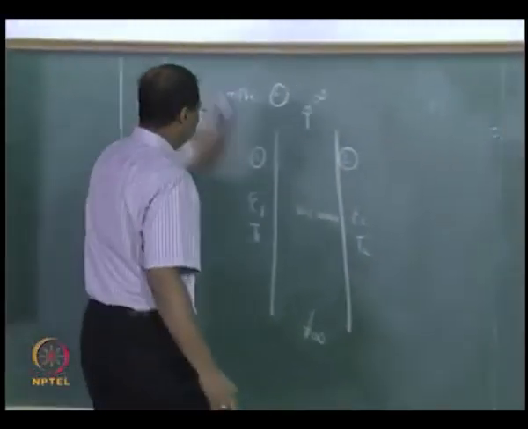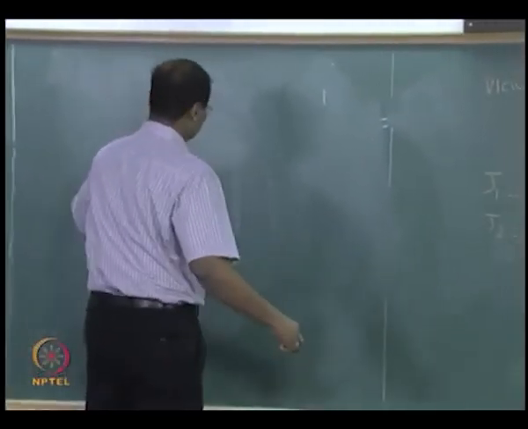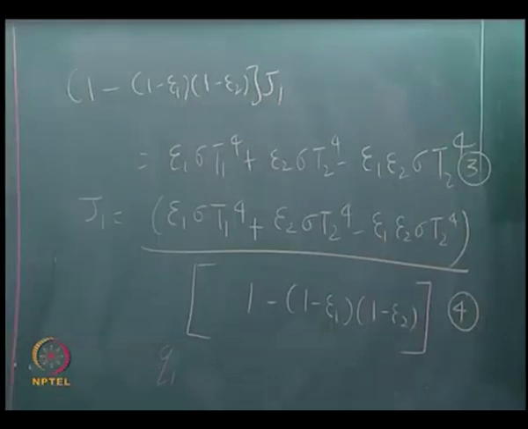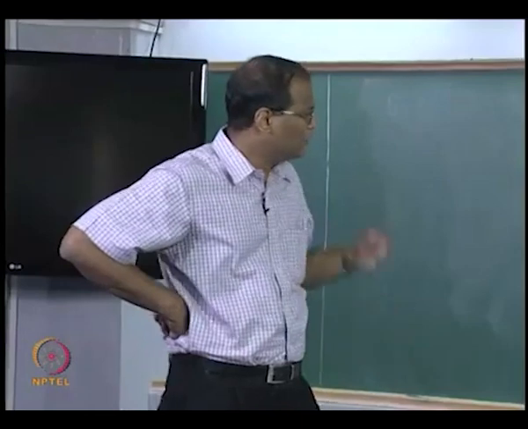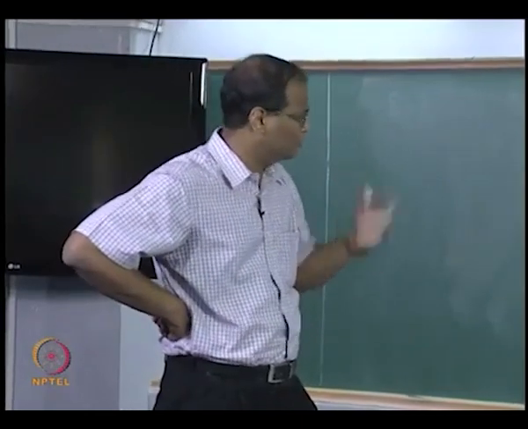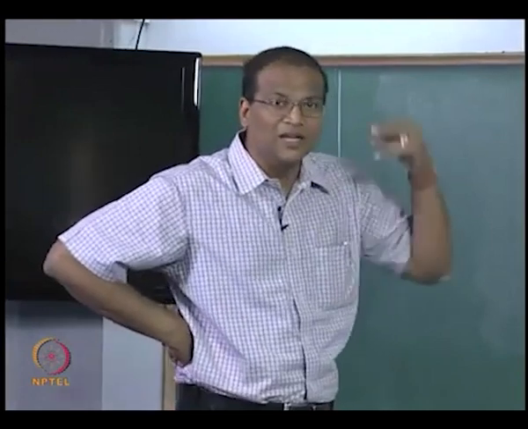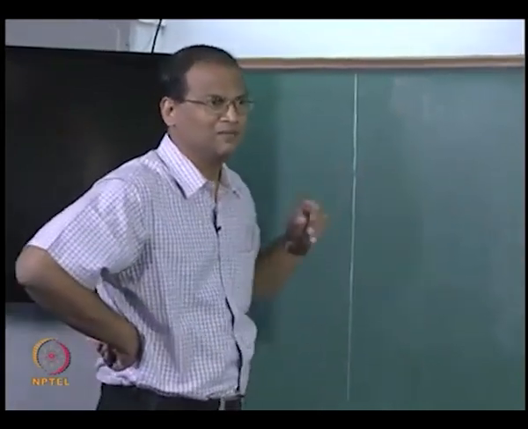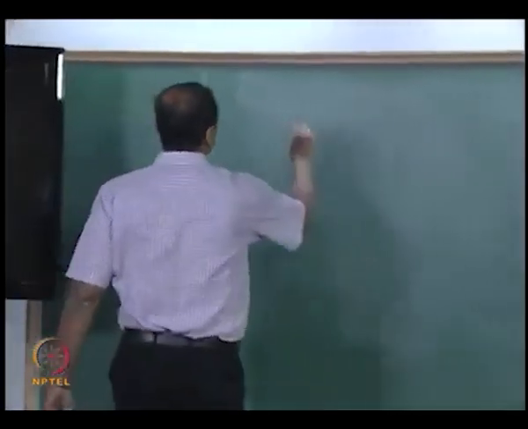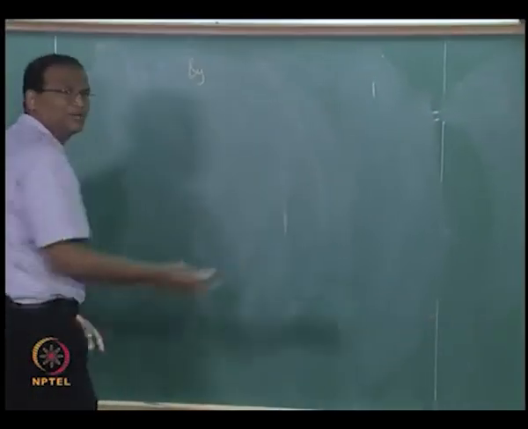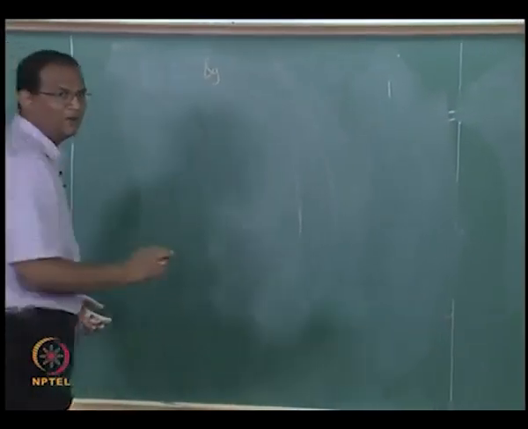So what is the beauty of that expression 4? The beauty of expression 4 is that by inspection I can write an expression for J2. J2 will also be epsilon 1 sigma T1 to the power of 4 plus epsilon 2 sigma T2 to the power of 4 minus epsilon 1 epsilon 2 sigma T1 to the power of 4, the denominator will be the same, by inspection. If people do not believe me, please go through the algebra and get the same result.